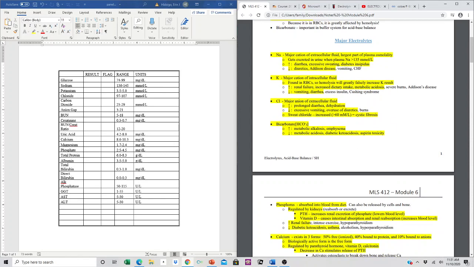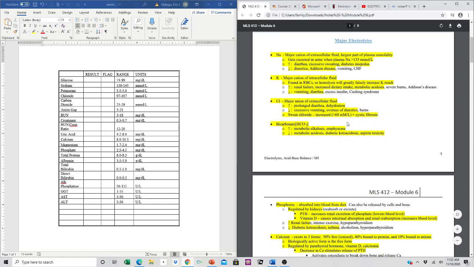Chloride, if you will notice, prolonged diarrhea, dehydration kind of goes along with some of this up here. Sodium and chloride usually go together. So what it's increased in and what it's decreased in, well, it's not exactly word for word, but it will somewhat correlate for the most part.